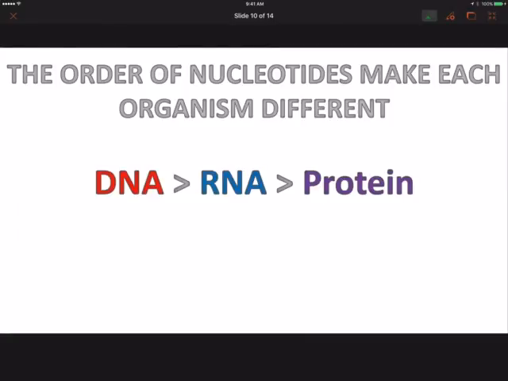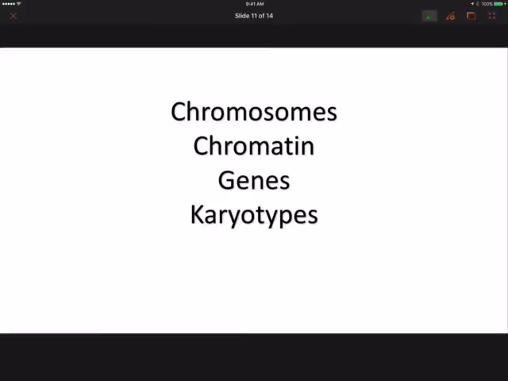But this order of nucleotides, that A, T, C, G, is really important because that's what makes all of us different. In fact, that's what makes us different from other living organisms. That's because the sequence of our DNA determines our RNA, and that sequence of RNA determines what protein is made. So that central dogma of life, DNA makes RNA, RNA makes protein, and it's the sequence of nitrogenous bases that's important. That's it for this video.